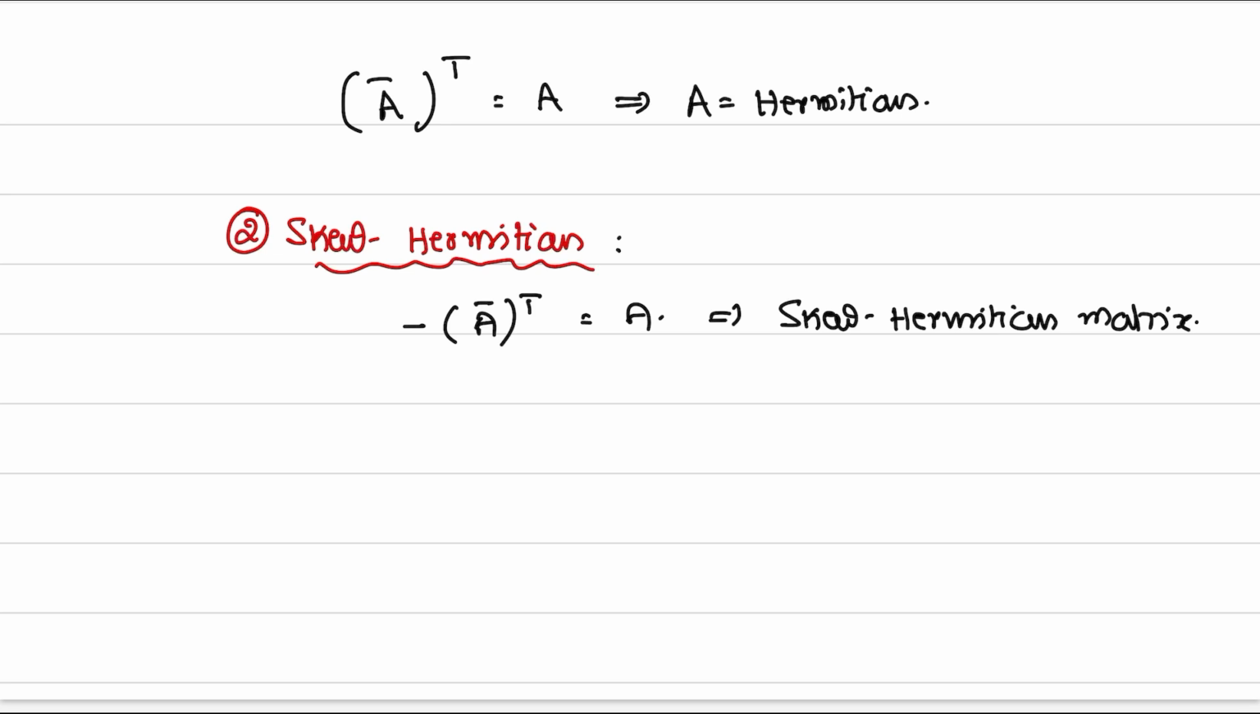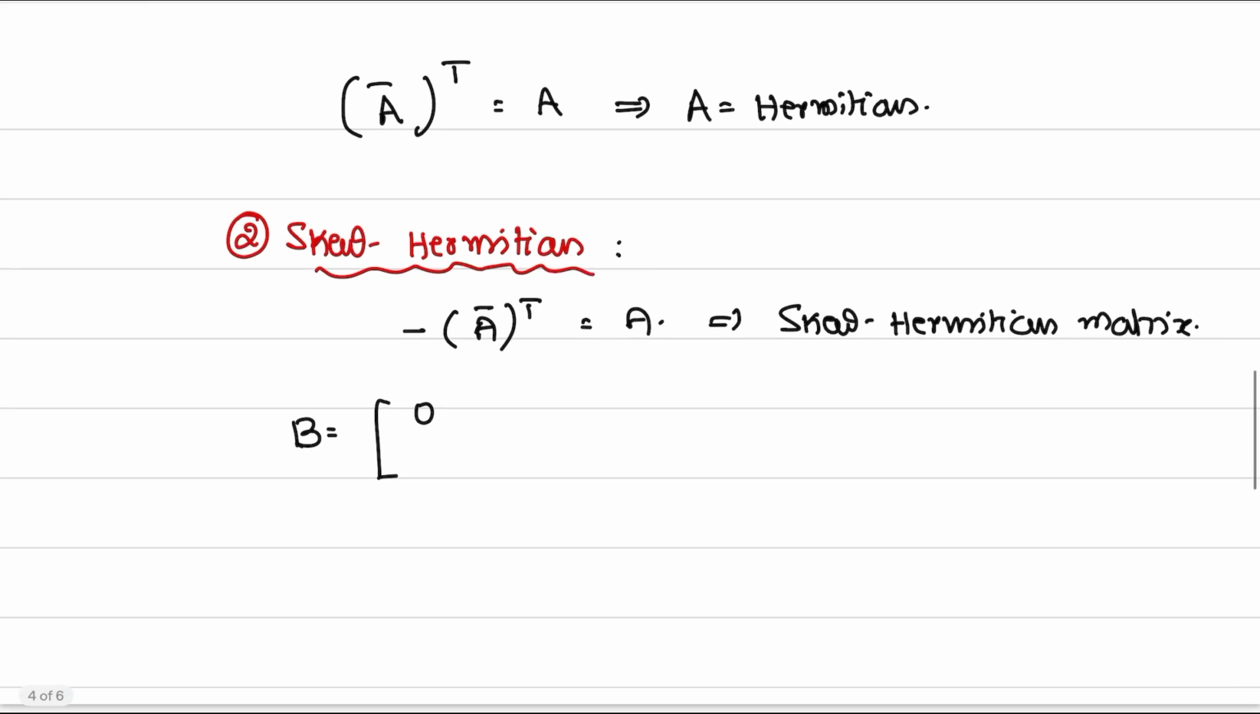With an example, we will see. Let B be a matrix [0, minus 5 plus i; 5 plus i, 0]. Then what is the conjugate of this? 0 is a real number, so 0 will not change. 5 plus i becomes 5 minus i. This is the conjugate of it.